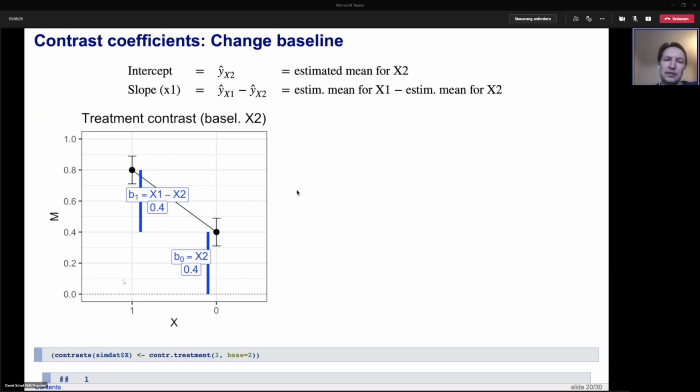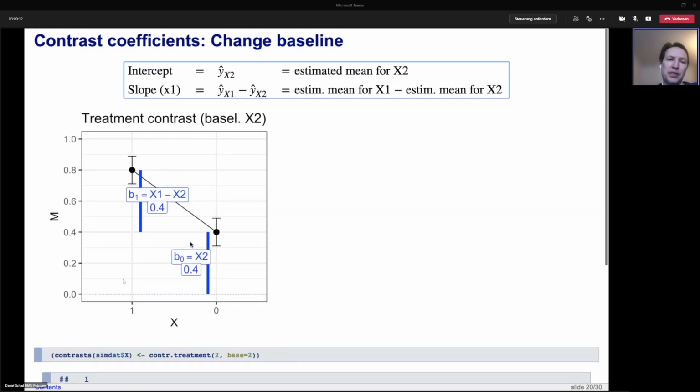Let's try out different examples of contrasts. I said before that we can set the baseline to x2, so that in the treatment contrast, not x1 is the baseline level, but x2 is the reference or the baseline level. And in that case, the intercept estimates the mean of x2, and the slope estimates the difference between the estimated mean for x1 minus the estimated mean for x2. So the intercept estimates mean x2, and the b1, the slope, the difference between them.